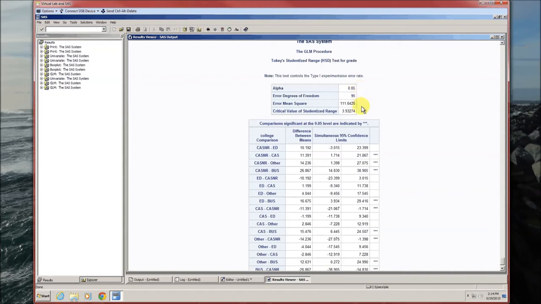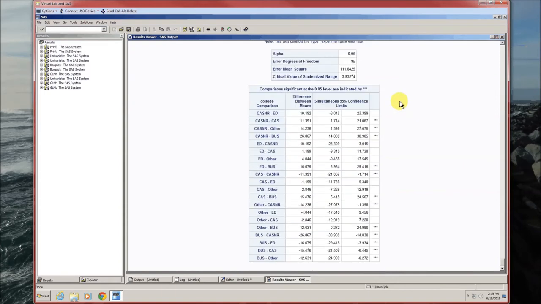Error degrees of freedom, error mean square, we calculated those in class. Critical value, we also calculated in class. That was a lot of work. SAS does it all for you. But the drawback is you've got this incredibly large table that you have to interpret. So how do you do that? The way that I do it is I look for the stars. The stars indicate that the difference is statistically significant at the 0.05 level.